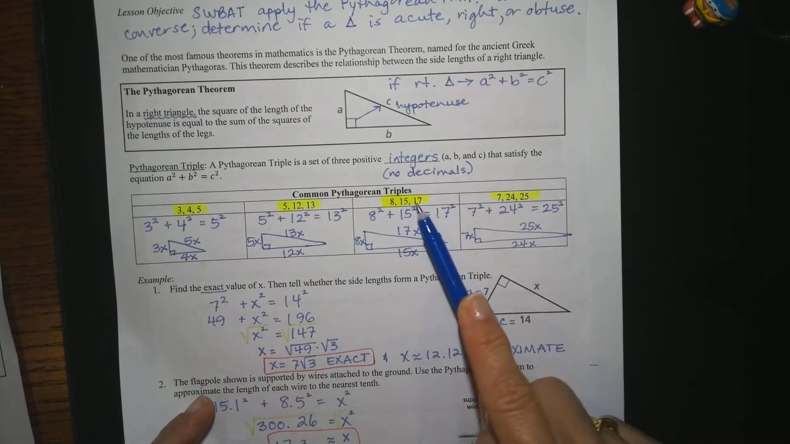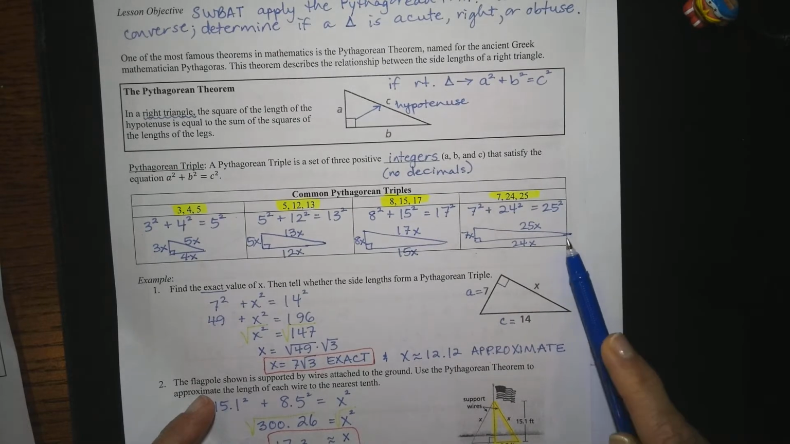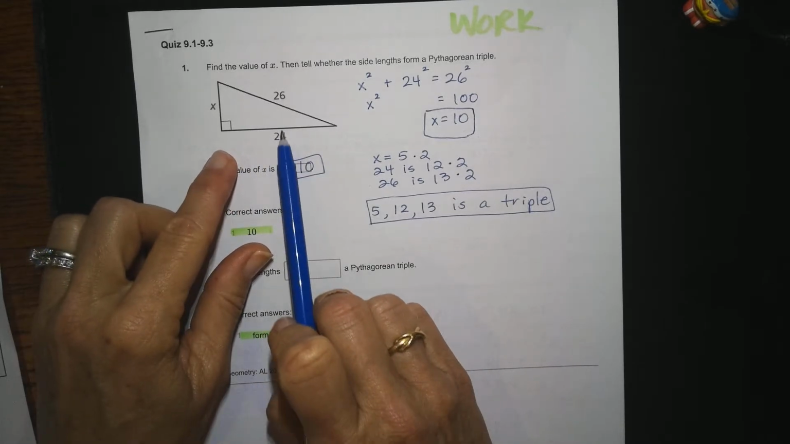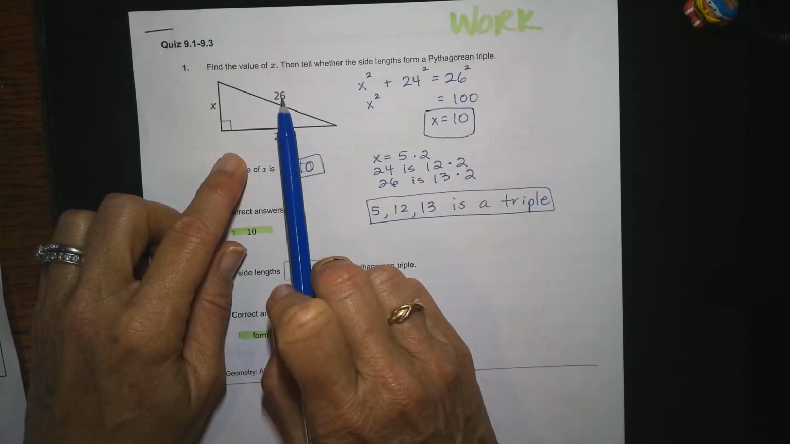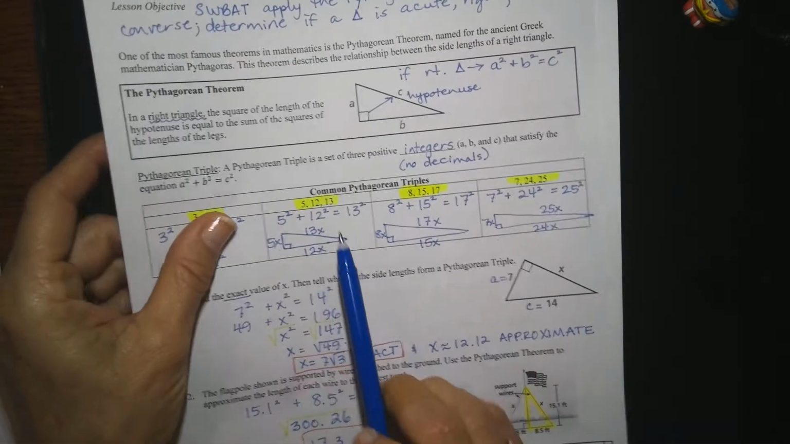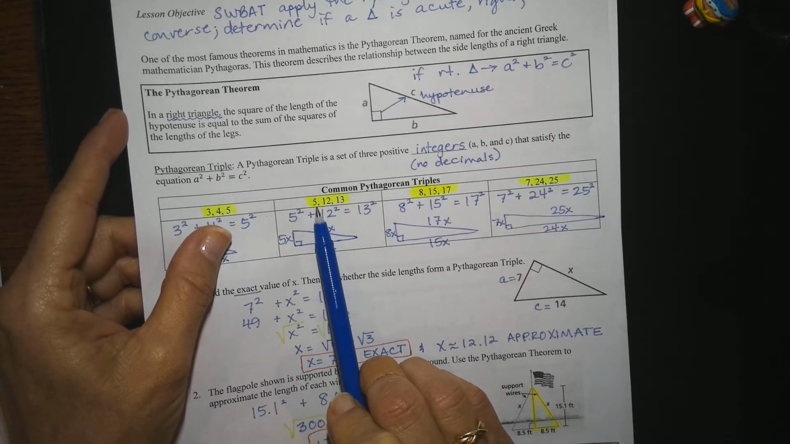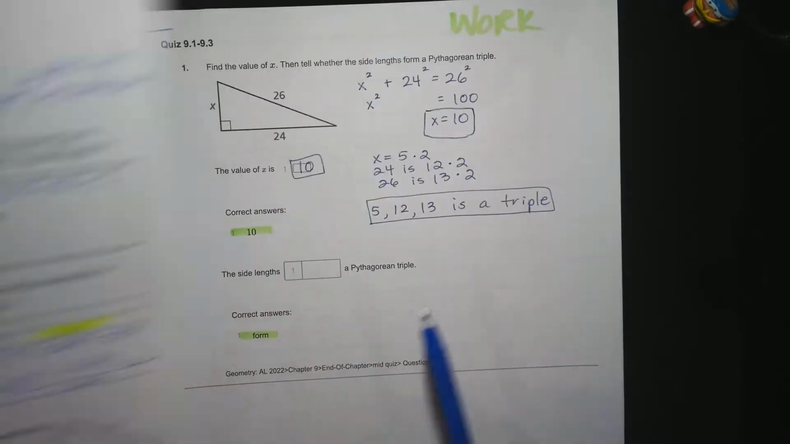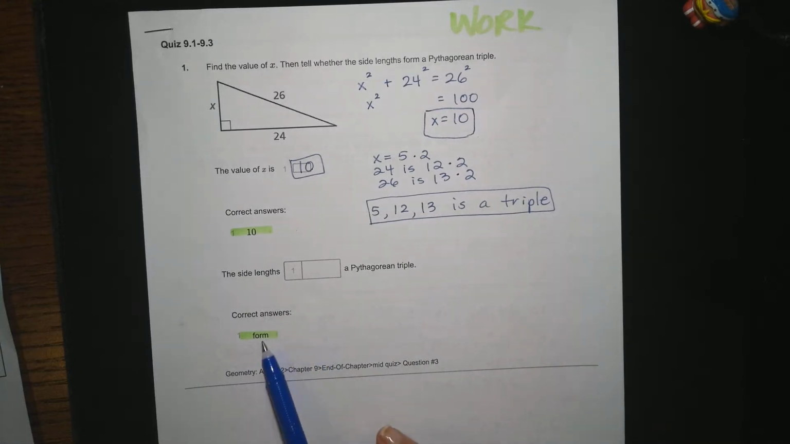You will always get this ratio of sides. So what I noticed on number 1 is that 24 is 2 times 12, and 26 is 2 times 13. So that means that this is the common triple, and the third side will be 2 times 5. 2 times 13, 2 times 12, 2 times 5. That's why I recognize this as a triple, and that's why your correct answer would be does form a Pythagorean triple.